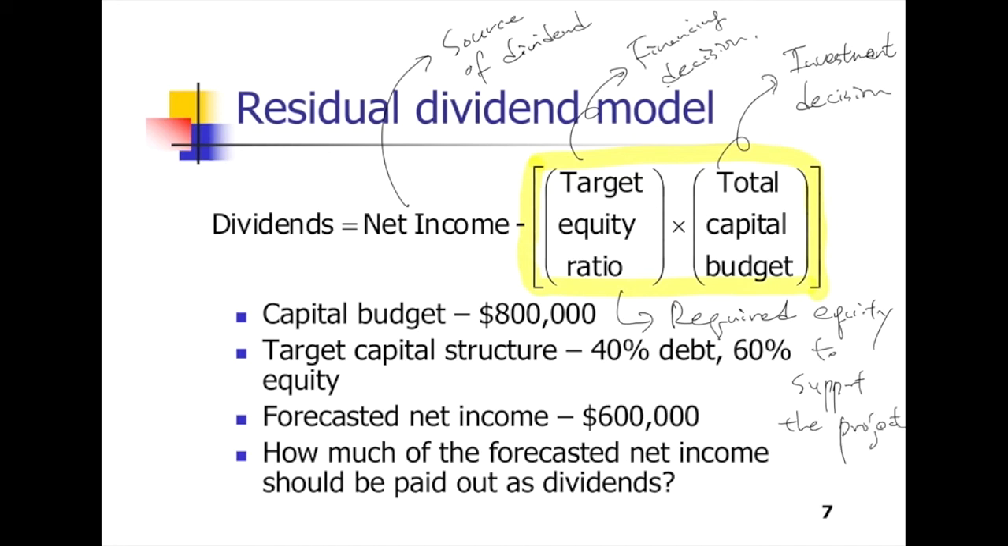So here is an example. The capital budget is $800,000, right? And the target capital structure is 40% debt and 60% equity. So this number is the outcome of the financing decision, right? And the forecasted net income is $600,000. Now we want to calculate how much of the forecasted net income should be paid out as dividend.